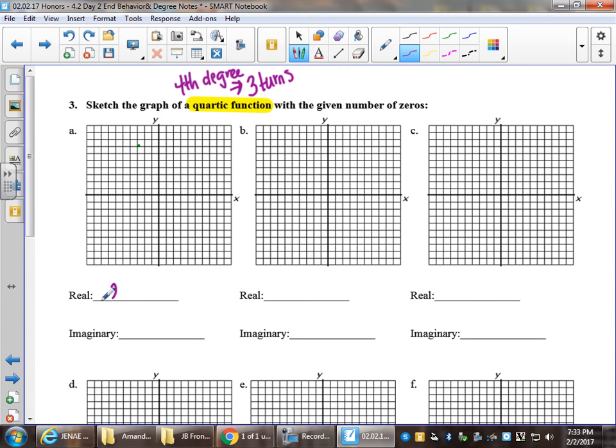Case A will be 2 real zeros, 2 x-intercepts, with 2 imaginary. Case B will be 4 real zeros, 2 x-intercepts, no imaginary. And then here we're going to have no real zeros, 4 imaginary.